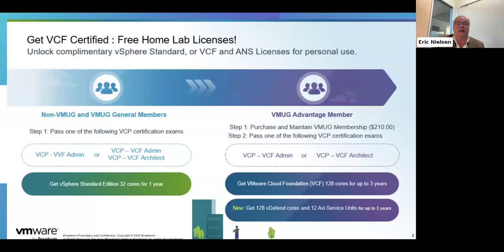So get certified. These are the ones that I just talked about. I won't spend a lot of time here. VCP, VCF, VCP, VCF architect versus admin, and VVF admin. So those are the ones you get. If you buy Advantage, you get larger cores and 3 years. If you don't buy Advantage, just 32 cores for 1 year.